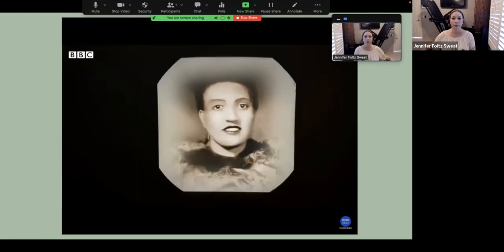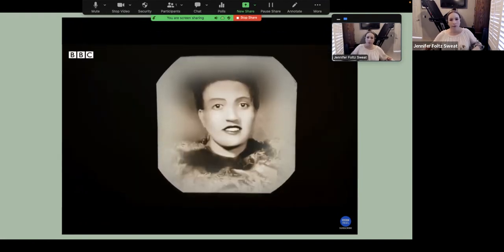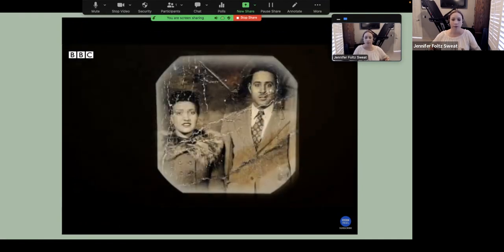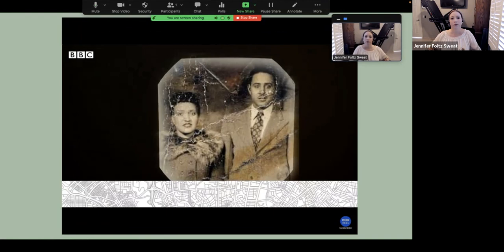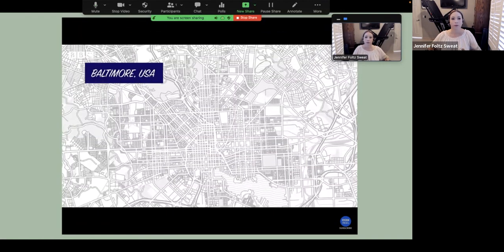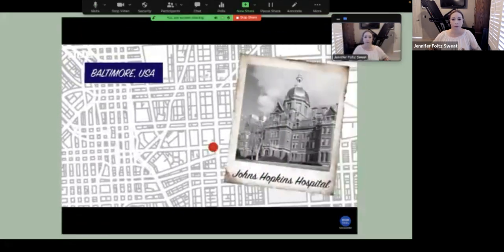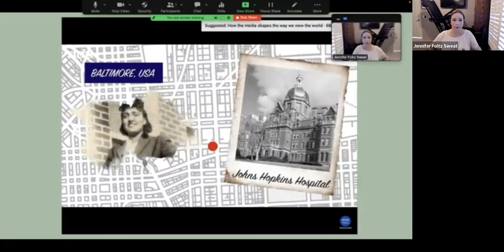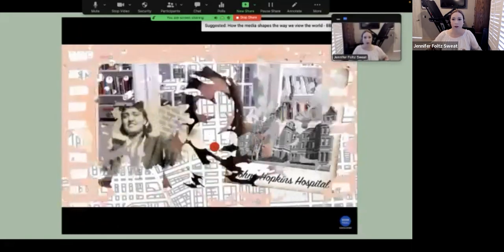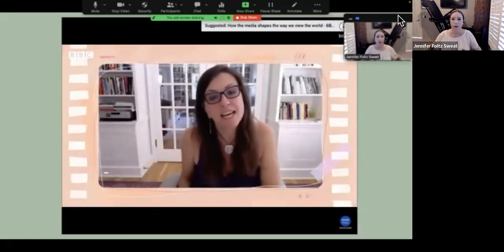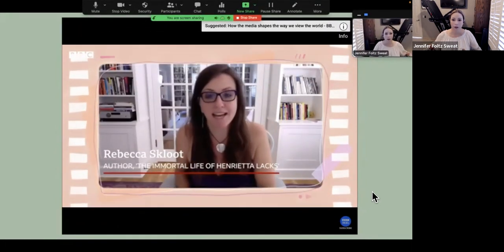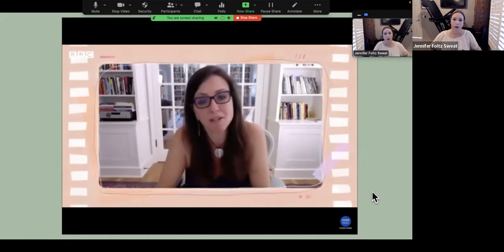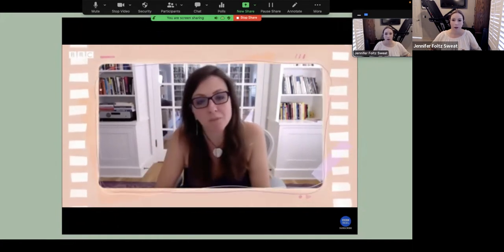Henrietta Lacks was a sort of poor Black tobacco farmer who grew up in Southern Virginia. And in 1951, she was diagnosed with cervical cancer. At that point, she had moved up to Baltimore, and she went to Johns Hopkins for treatment because it was the only place anywhere near her that treated Black patients. So this was the era of segregation, and the hospitals had the quote unquote colored wards, which was the only place that Black patients or poor patients could be seen.